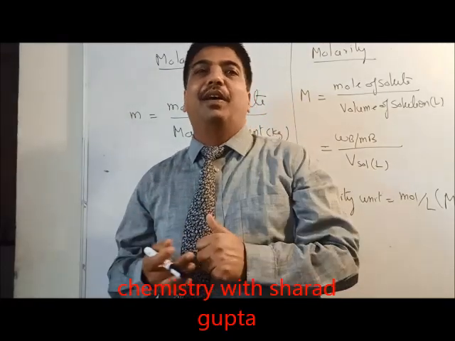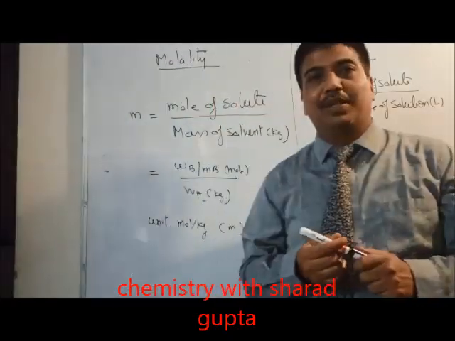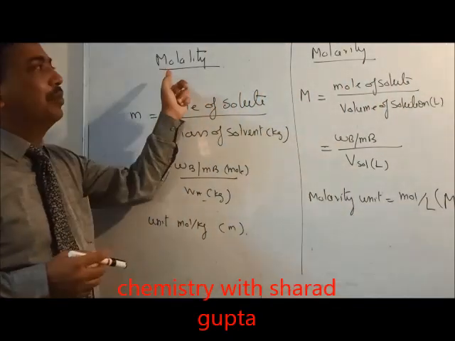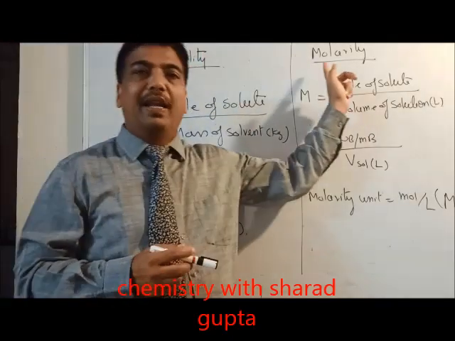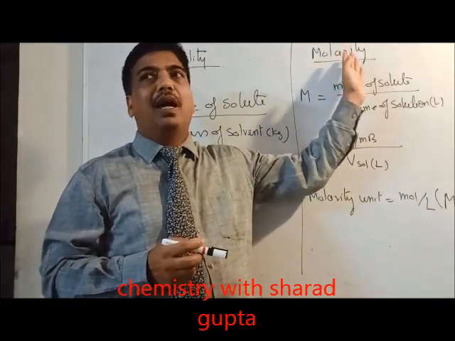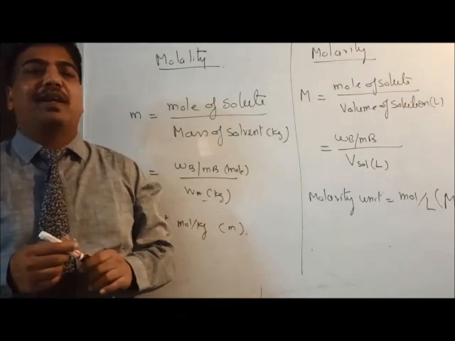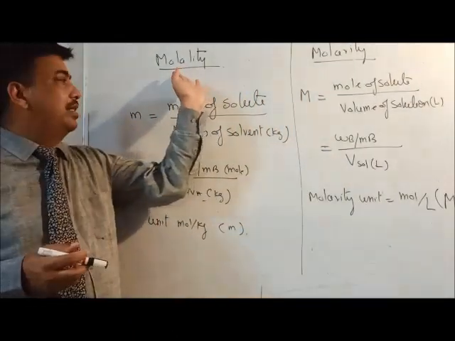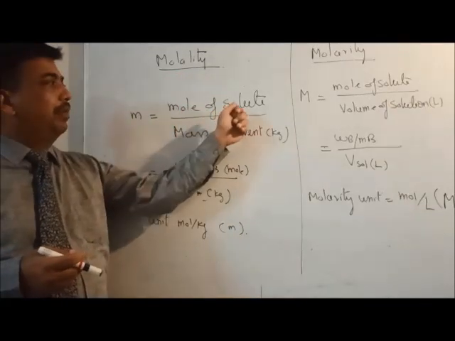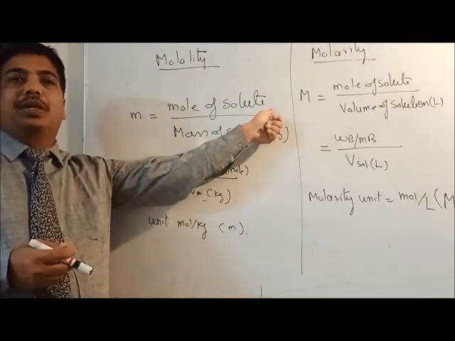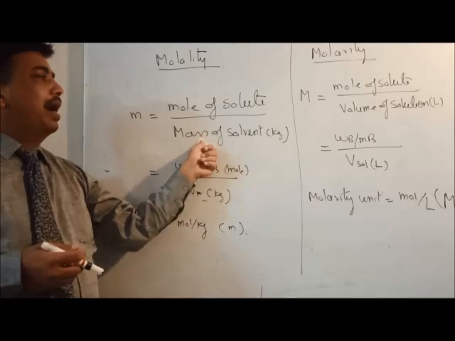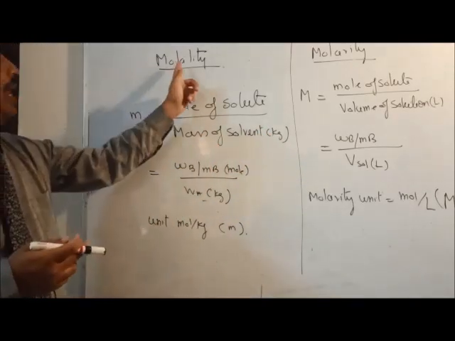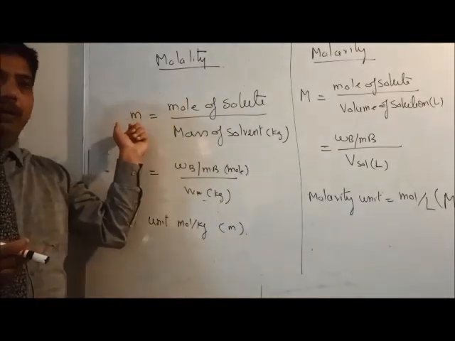Today, students, we will learn the next method of expressing concentration. Today, we will learn about molality and molarity, right? Both are wonderful methods for expressing concentration. Molality is a method of expressing concentration where we take mole of solute divided by mass of solvent in kilogram. Yes, students, molality is expressed as a small m.